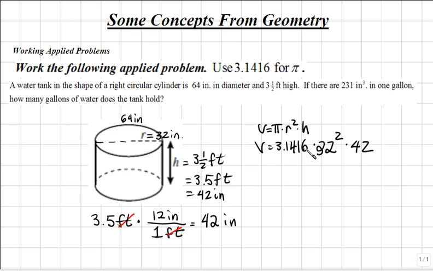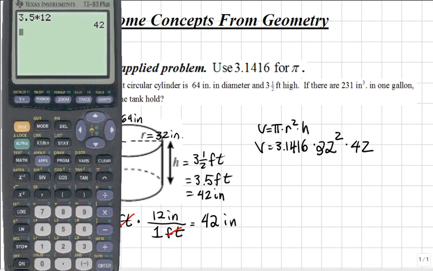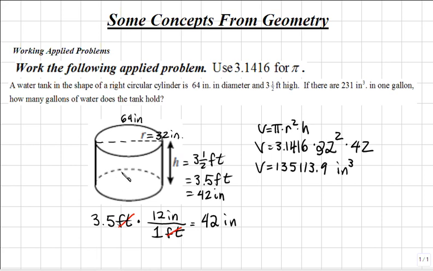We can compute this using our TI-83 calculator again. So we'll take 3.1416, multiply it by 32 squared, multiplied by 42. Hitting enter, we arrive at 135,113.9328, which represents the volume that this cylinder contains in cubic inches. So we'll write this as volume equals 135,113.9, rounded to the nearest tenth, cubic inches. So that's how much our cylinder can contain.